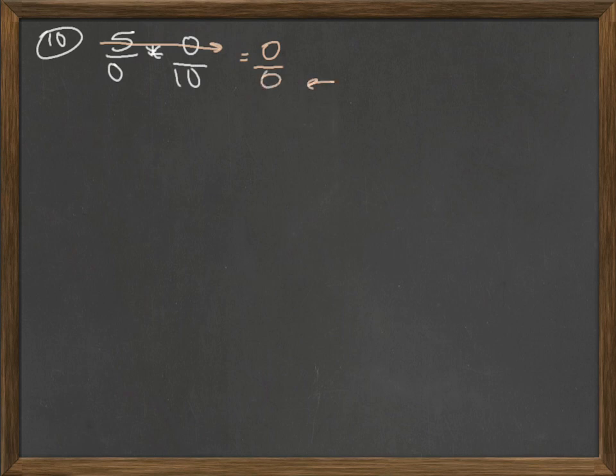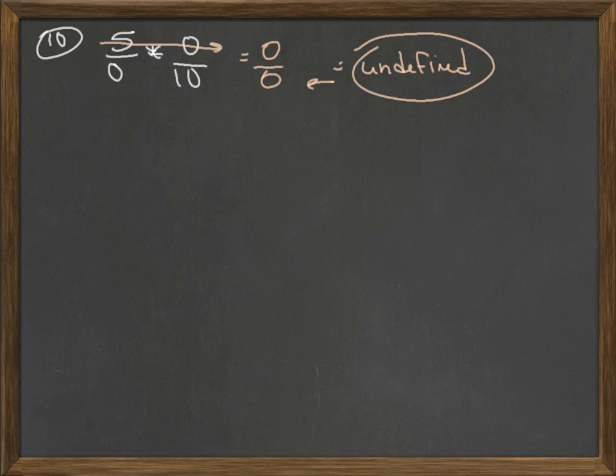Well, remember, we can't divide by 0. And when we try to, we get an answer that is undefined. Okay, so that's one way to understand this problem. If you don't like that way, another way to think about it is that 5 divided by 0 is already undefined, isn't it? So I can't multiply, right, 0 over 10 is just 0, but I can't multiply 0 by something that doesn't exist. That doesn't make sense.